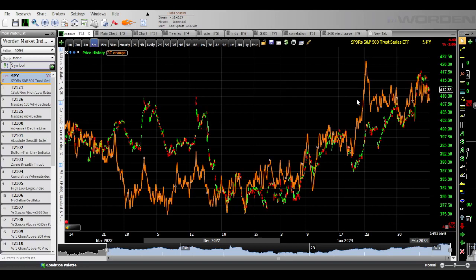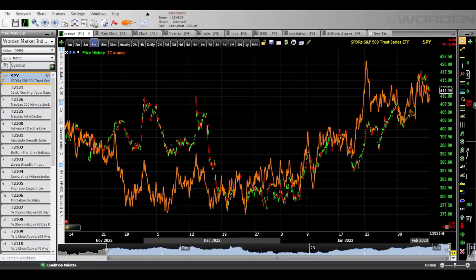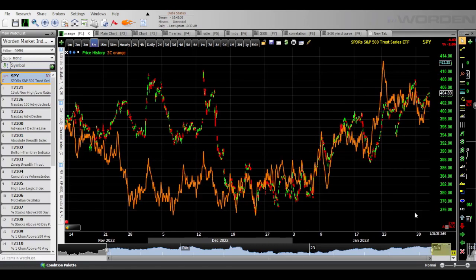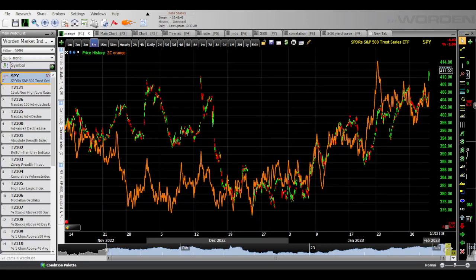If I back up this chart a little bit, you'll see that 3C was leading above the 4,100 level. It was basically forecasting in advance over here above that 4,100 level relative to where it was. It was basically telling us in advance the probabilities were that the S&P was going to break out above 4,100.